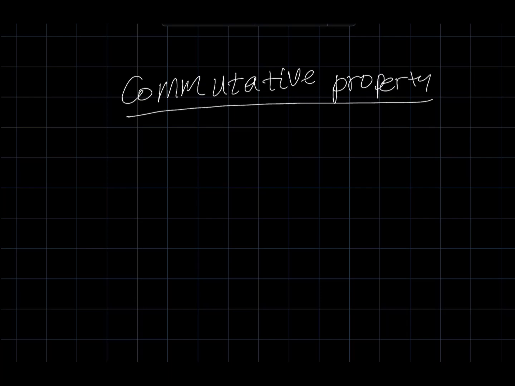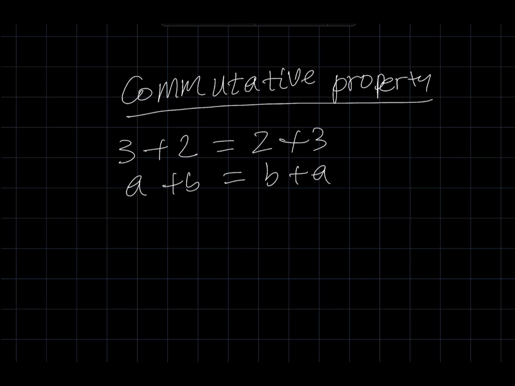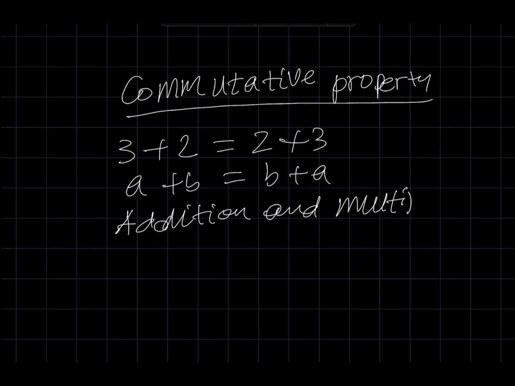Example, if I have 3 + 2, you can do 2 + 3. It's called the commutative property. If we represent it in terms of variables, a + b is exactly equal to b + a. Like the associative property, the commutative property applies to both addition and multiplication. As you can see, this can only apply to addition and multiplication.